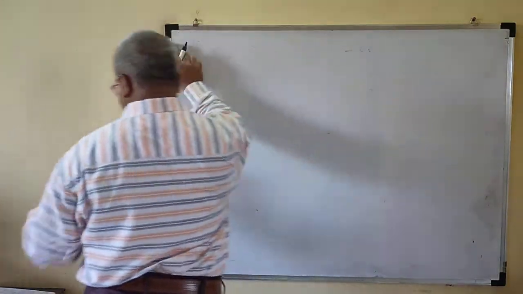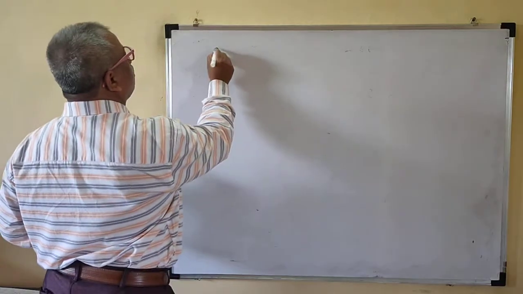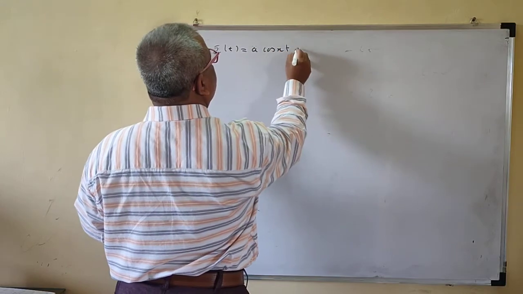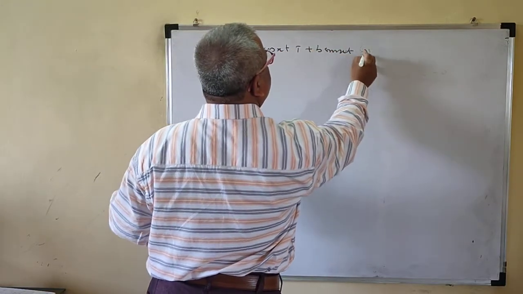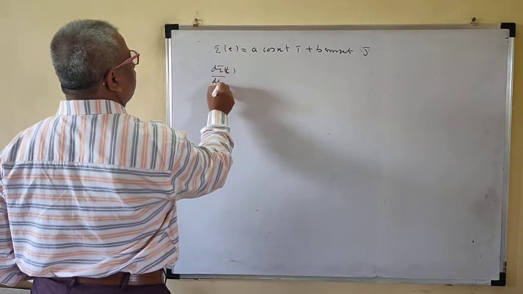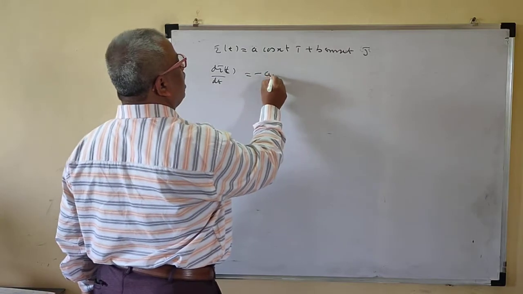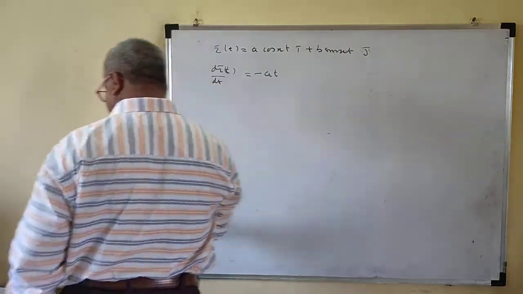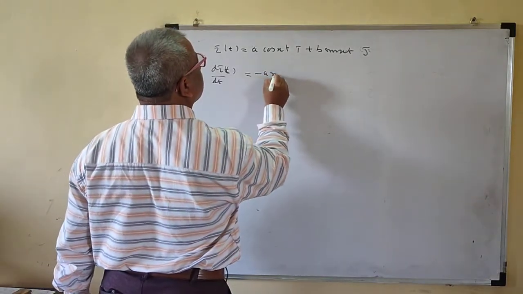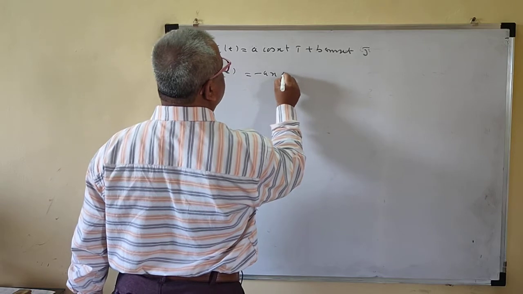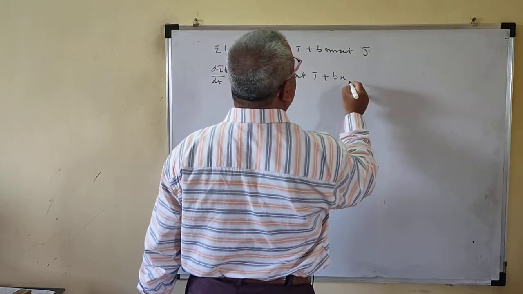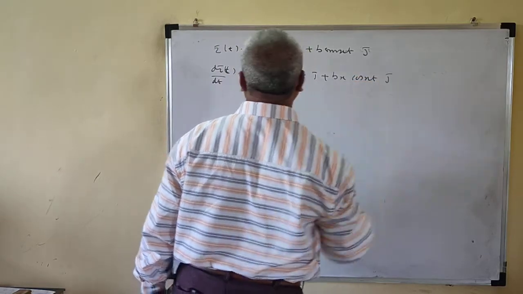One thing for the derivative: suppose r bar of t is equal to a cos xt I bar plus b sin xt j bar. What is dr bar by dt? dr bar by dt is minus a x sin of xt I bar plus b x cos of xt j bar, right?